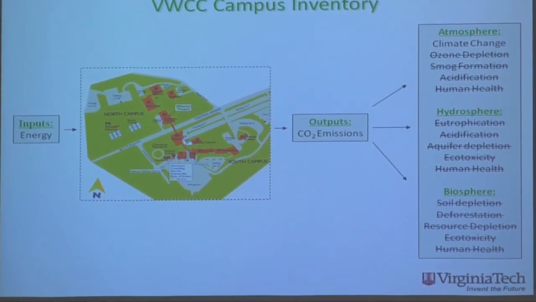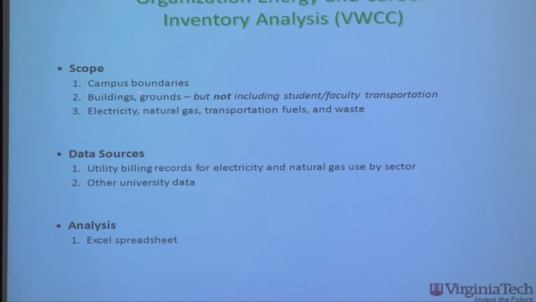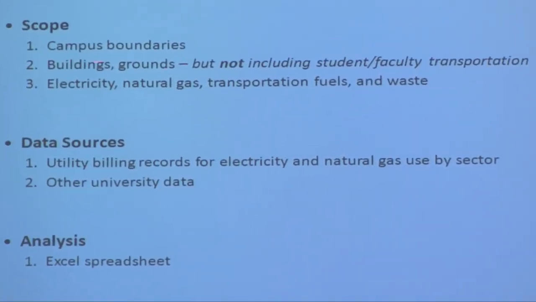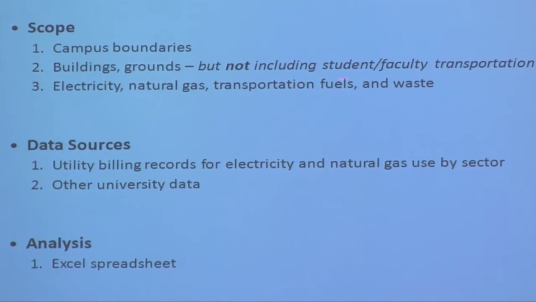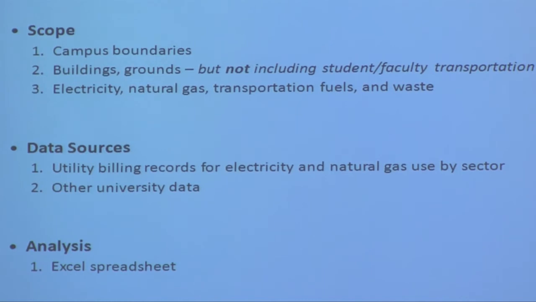Okay, it's a little bit easier because we don't have as many buildings. We don't have to do the whole community, but we have a different set of constraints. Right? We use the campus boundaries now. We're going to include the buildings and the grounds, but this analysis doesn't include student and faculty transportation. So it doesn't account at all for you coming and going from here, okay? Because that's a hard number to get.